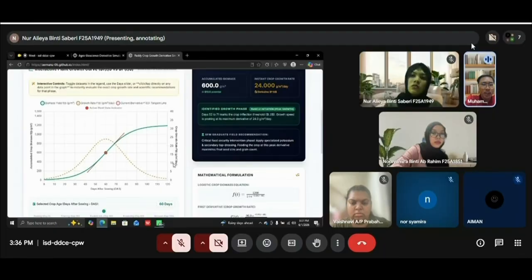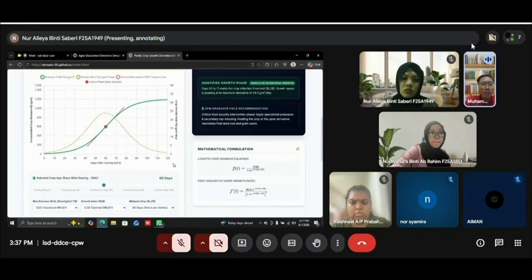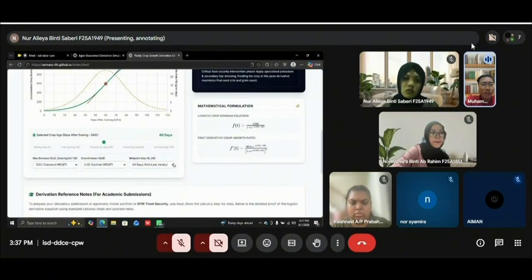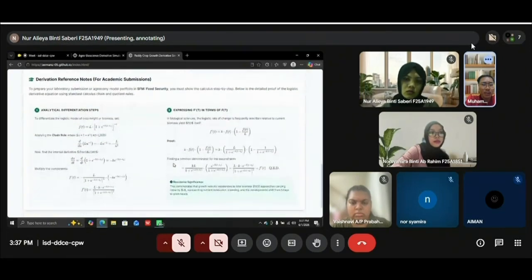Next is peak growth, days 52 to 71. This is the inflection point at day 60. Growth velocity hits its absolute peak. Applying fertilizer exactly here maximizes final seed count and grain size.